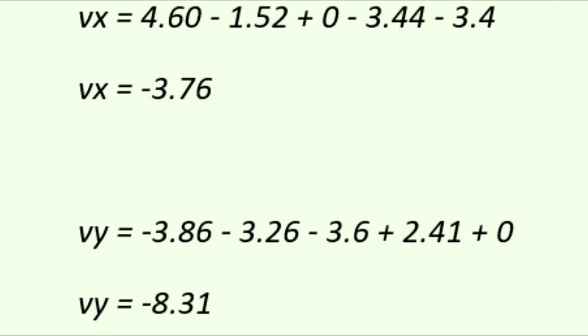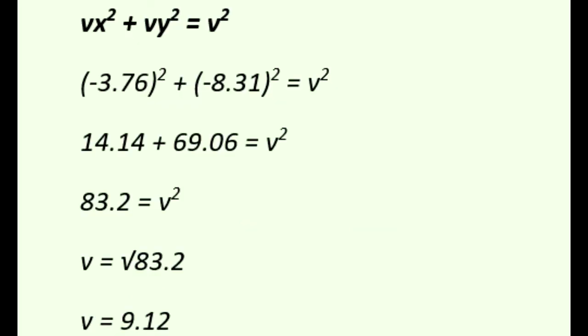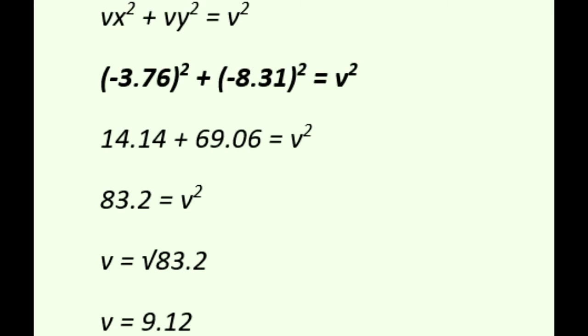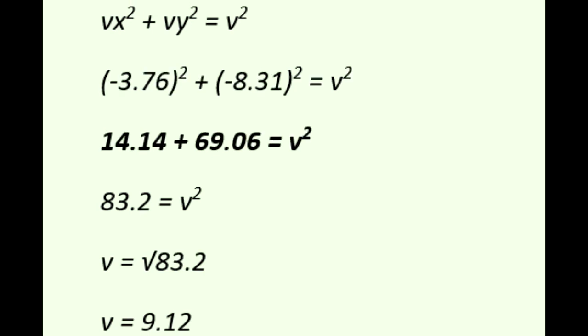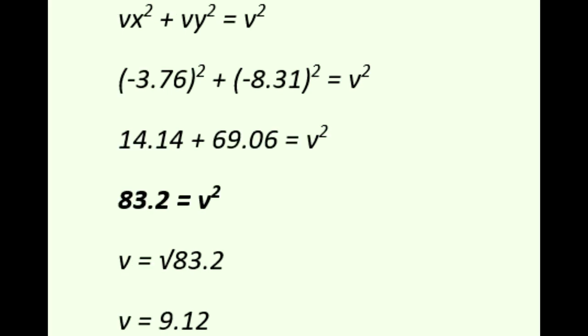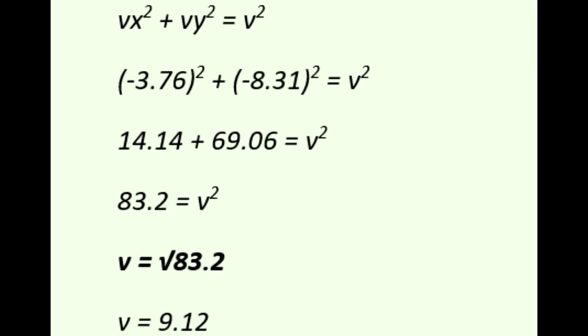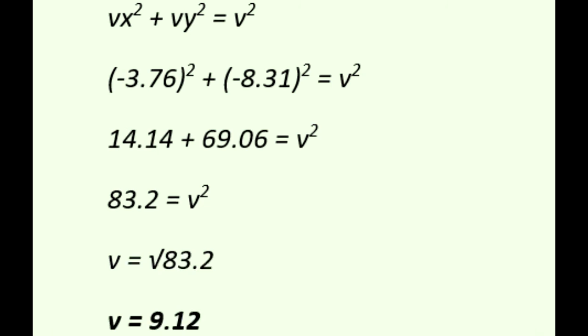With these components, he now uses them along with the Pythagorean theorem to find the magnitude of the vector, or displacement. Vx squared plus Vy squared equals V squared. Now replacing the values gives him negative 3.76 squared plus negative 8.31 squared equals v squared. Now 14.14 plus 69.06 equals v squared. 83.2 equals v squared. V equals the square root of 83.2. V equals 9.12. Alexander is almost done now. He has discovered the magnitude of the vector, which is 9.12 meters.